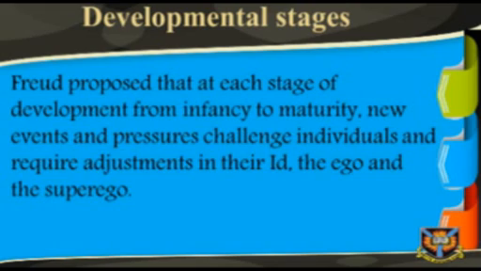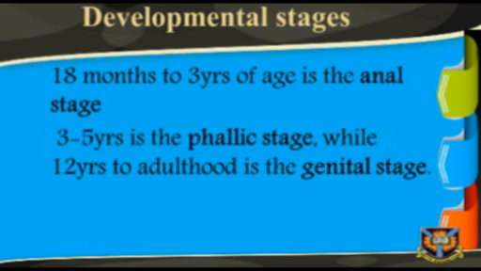Then all subsequent development suffers, and the individual may be headed for abnormal functioning in the future. Because parents are the key environmental figure during the early years of life, they are often seen as the cause of improper development. The first 18 months of life is referred to as the oral stage. 18 months to 3 years of age is the anal stage. 3 to 5 years is the phallic stage, while 12 years to adulthood is the genital stage.